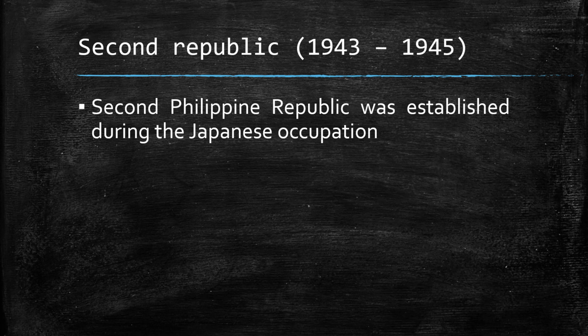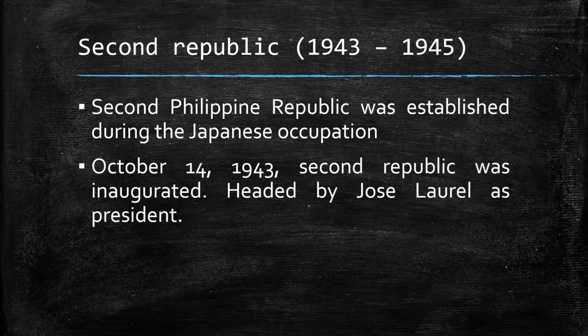In January 1943, the Premier of Japan announced the establishment of the Republic of the Philippines. And in October 1943, the Second Republic was inaugurated, headed by President Laurel. There were several issues about President Laurel because of his alliances with the Japanese. And some of the Filipinos considered President Laurel a taksil in our country.